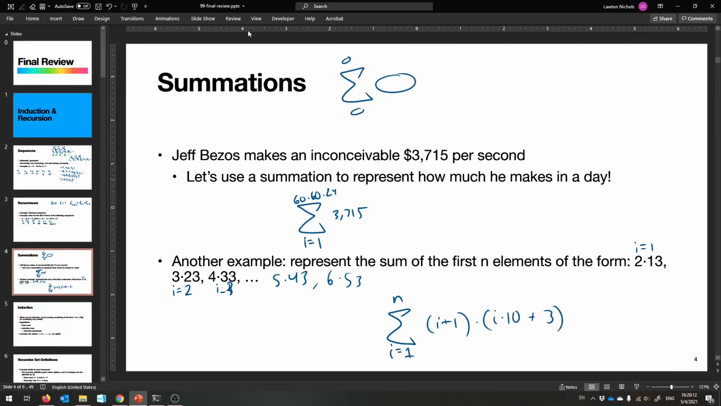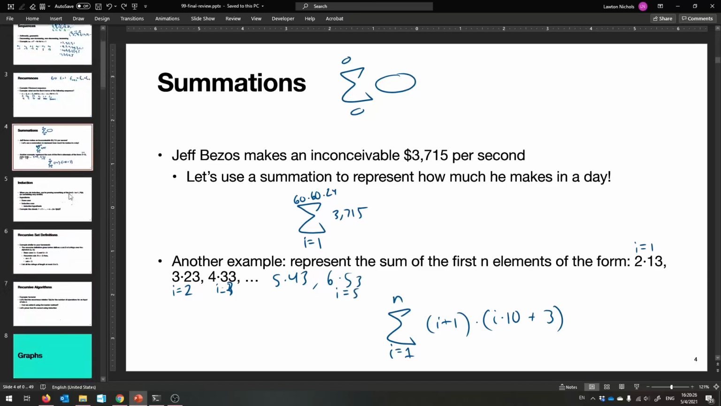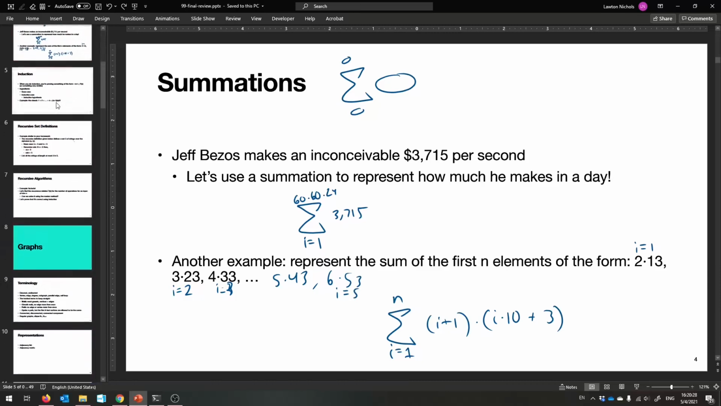Yeah? That times that. I think that should work. Because if i is 5, this will be 6 times 50 plus 3, which is 53. Yeah, looks like it's working. Okay, so that's summations. I'm just going to go light speed because there are so many things to get through.